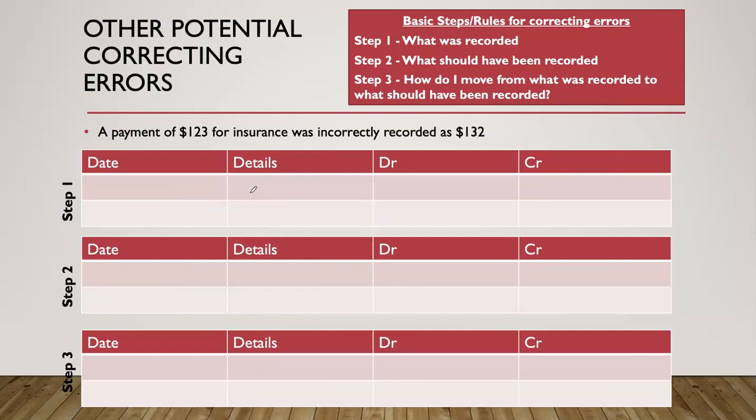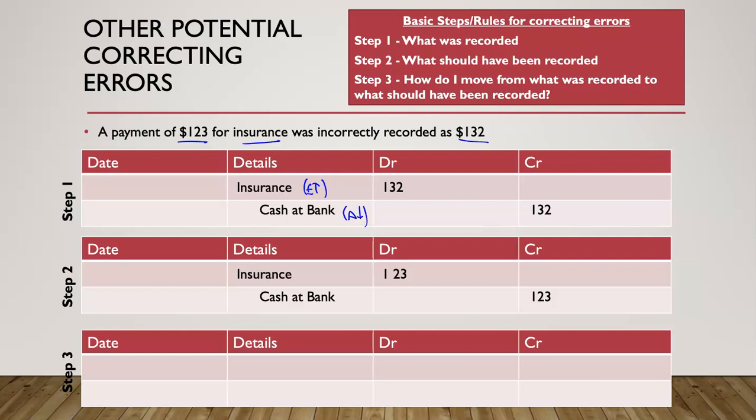We could also have one where there hasn't actually been a mistake in terms of the details, but the numbers were incorrect. In this case, a payment of $123 for insurance was incorrectly recorded as $132. In this case, what was recorded was $132 of insurance expense going up and our cash going down by $132. What should it have been? The details were correct, but it should have said $123.